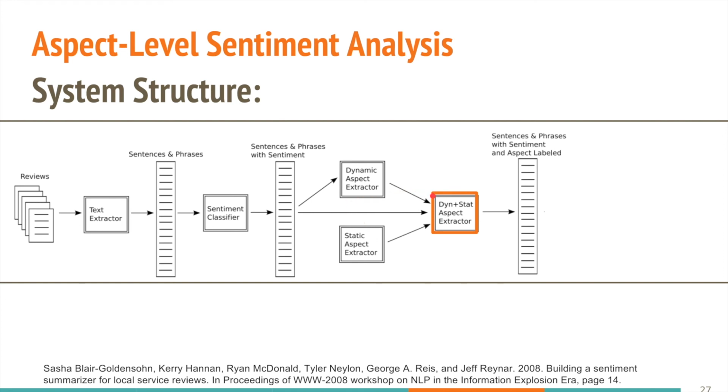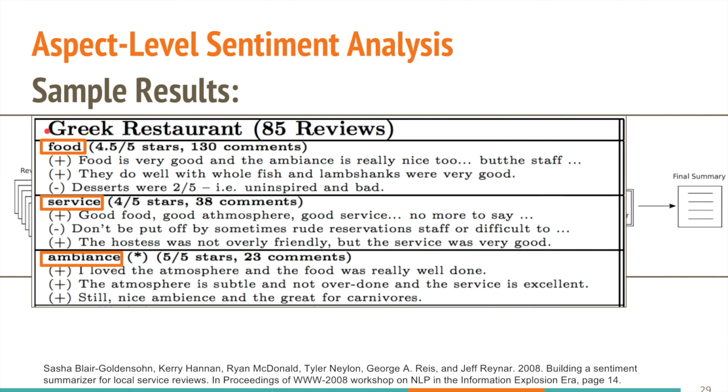After feeding the fragments into the aspect extractor, we get text fragments with both sentiments and aspects assigned. Then we feed this into an aggregator and a summarizer to get a final summary. Let's take a look at one example result. This is done for a Greek restaurant's reviews, and you can see that we successfully divide the reviews into subtopics like food, service, and ambience. Under each subtopic, there are both positive reviews and negative reviews.